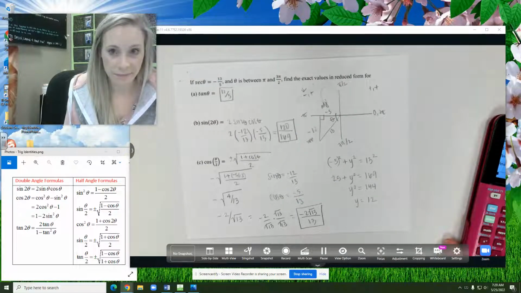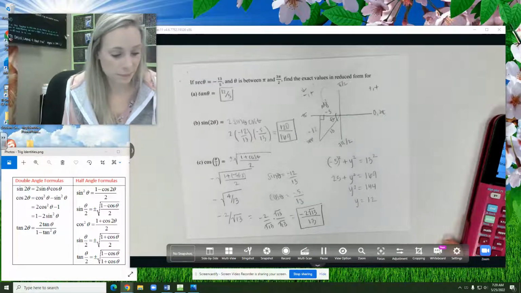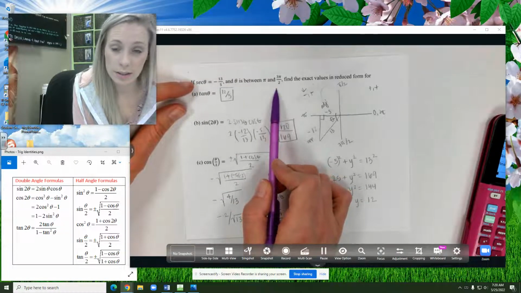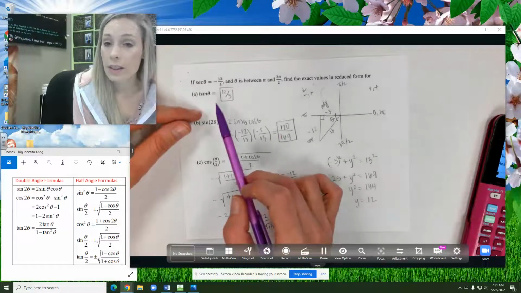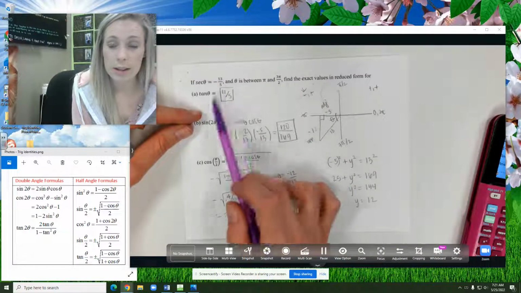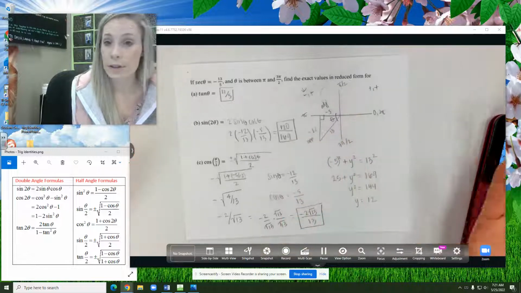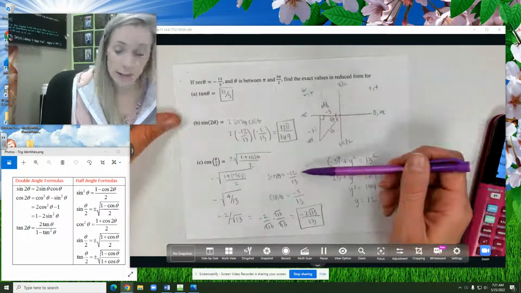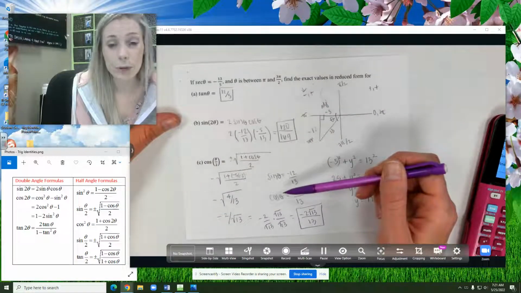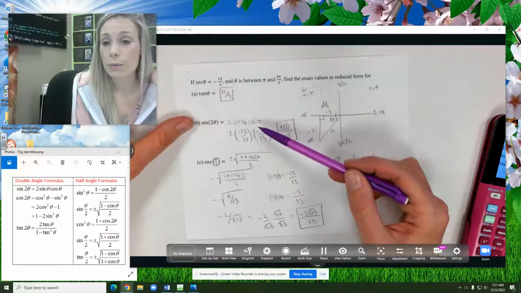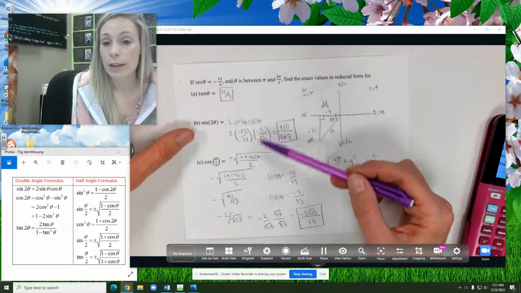All right, recap. Draw your triangle out in the appropriate quadrant. Then maybe label opposite, adjacent, hypotenuse. Tangent for this one is opposite over adjacent. If you're asked for sine, it's opposite over hypotenuse. If you're asked for cosine, it's adjacent over hypotenuse. Use your formulas for the double angle and the half angle.